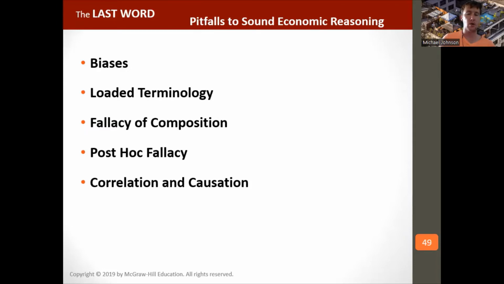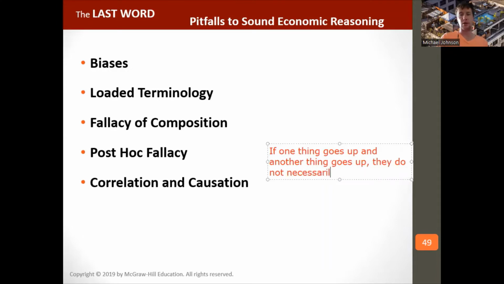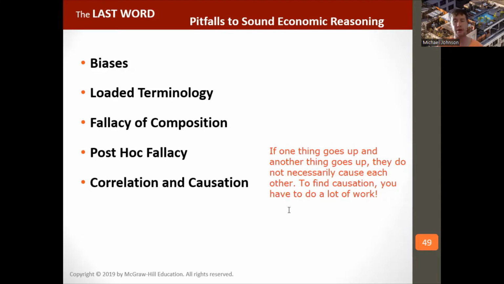Also, correlation and causation are not the same thing. If one thing goes up and another thing goes up, they do not necessarily cause each other. To find causation, you have to do a lot of work and figure out what makes sense.